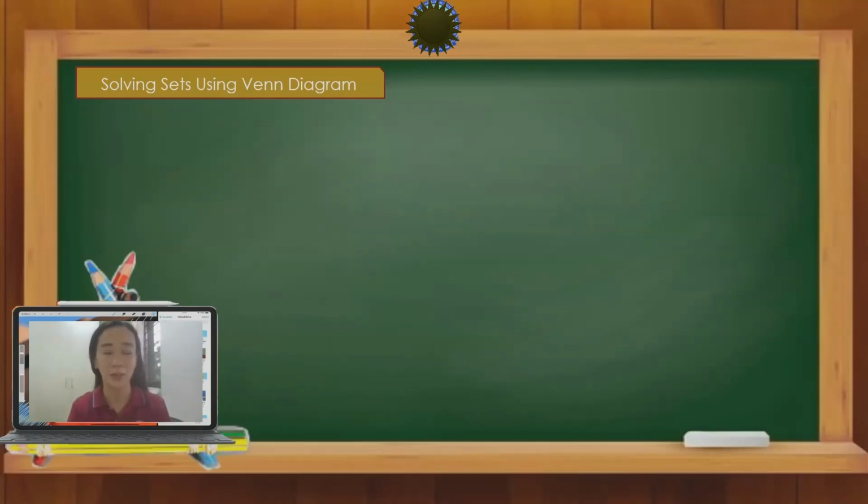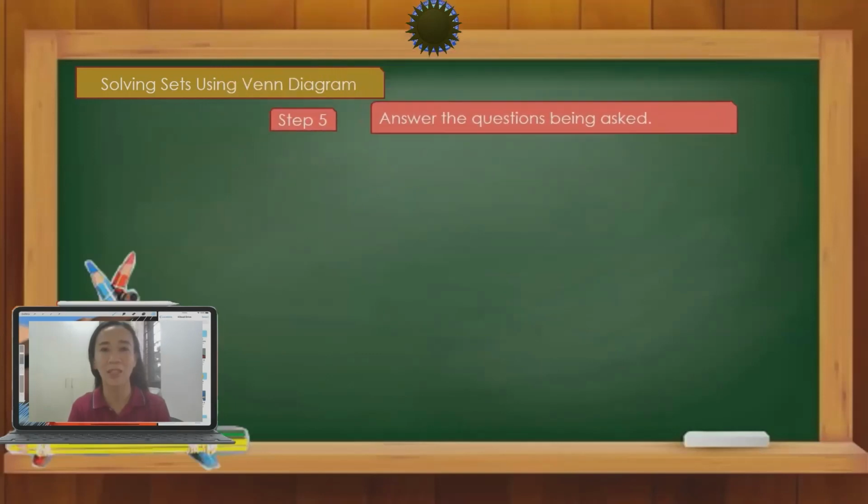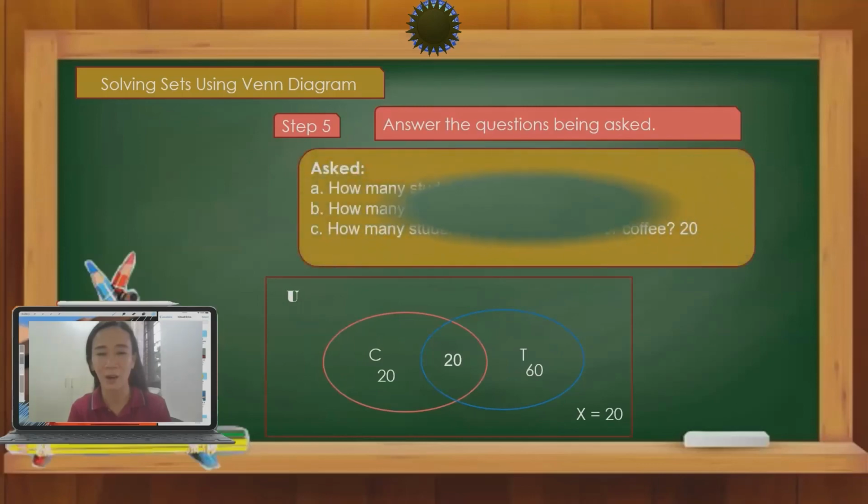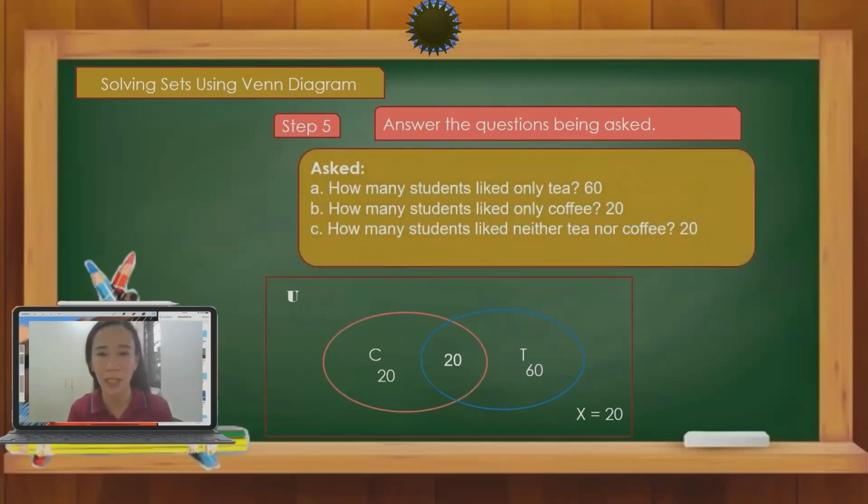Let us proceed to step 5, which is to answer the questions being asked. So, based on our Venn diagram, we have this data. So, our answer is, how many students liked only tea? It's 60. How many students liked only coffee? That is 20. And how many students liked neither tea nor coffee? That is 20.